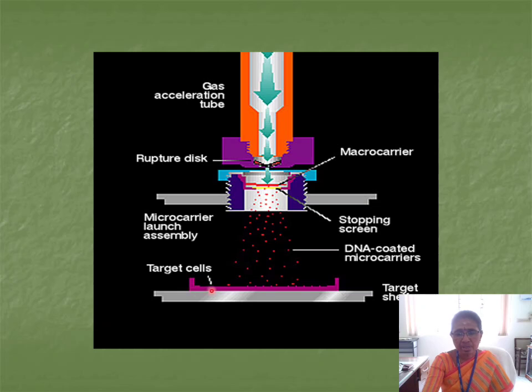Here we have kept the target cells over the target shelf. This DNA coated microcarriers will go and randomly integrate into the target cells or the target tissues. Again, these target cells may be leaf disc or calli tissue or immature embryos.